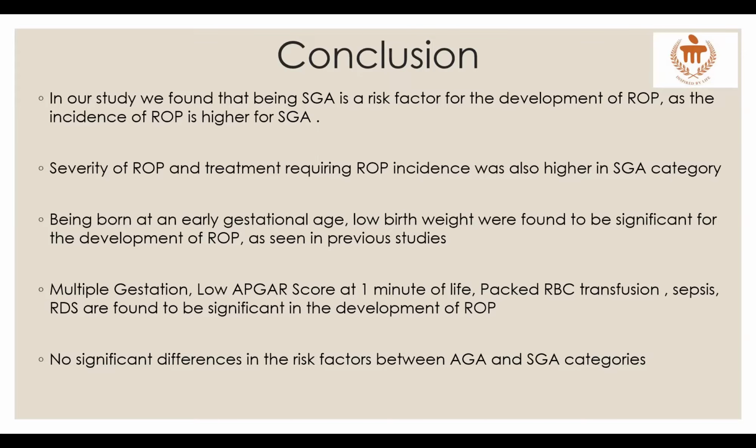Multiple gestation, low Apgar at 1 minute of life, and presence of respiratory distress were found to be significant in the development of ROP in our study. And there were no significant differences in the risk factors between the AGA and SGA category.